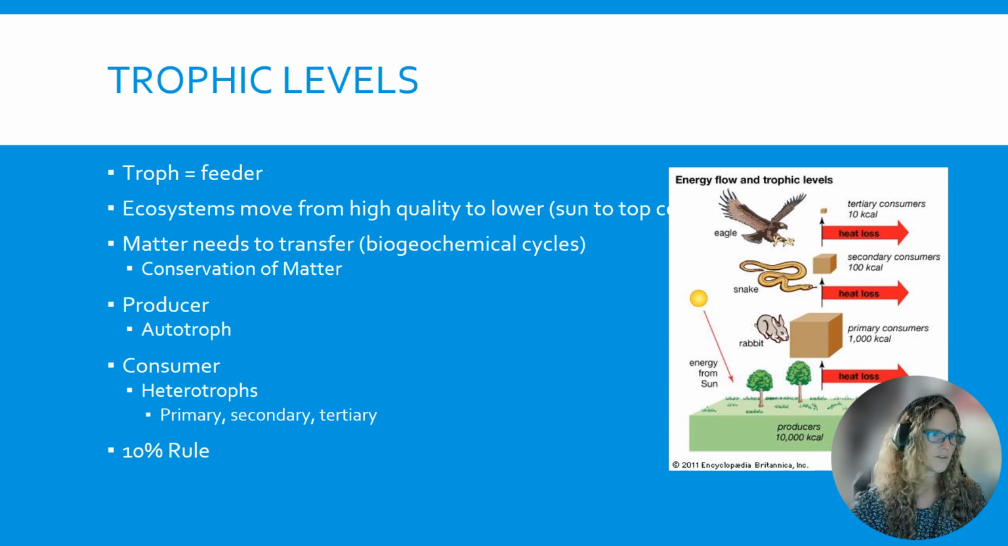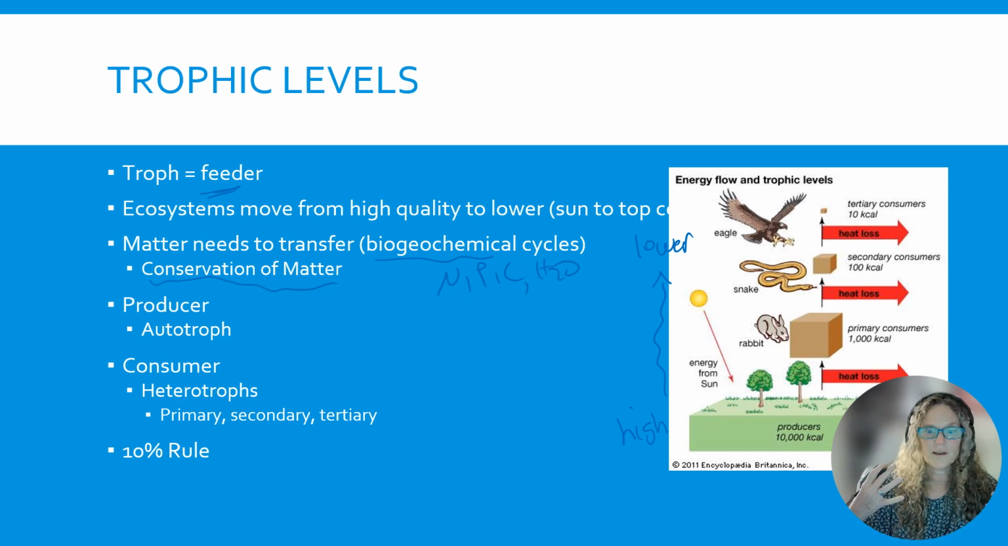Okay, trophic levels. So trophic means feeder. And so how are organisms feeding themselves in these biomes? So ecosystems start with high quality of energy here, and as you go up the trophic level, it gets to a lower quality of energy. And so matter has to transfer through these biogeochemical cycles, again, the nitrogen, the phosphorus, the carbon, the water, and we're trying to conserve all this matter. We can't bring in new matter, we can't get rid of matter. Matter can't be created or destroyed, if you've heard that before.